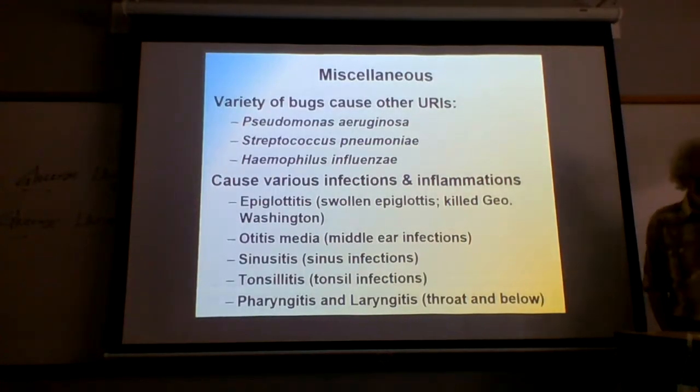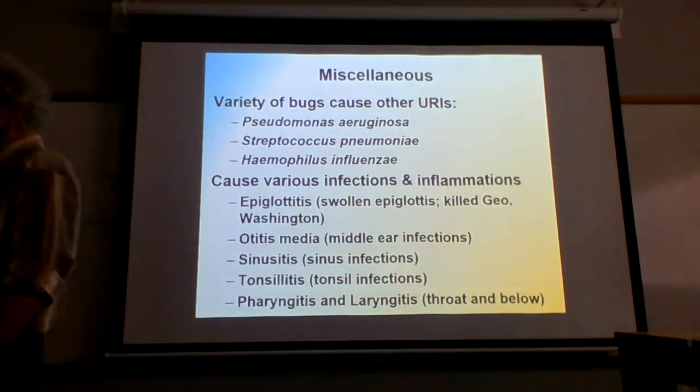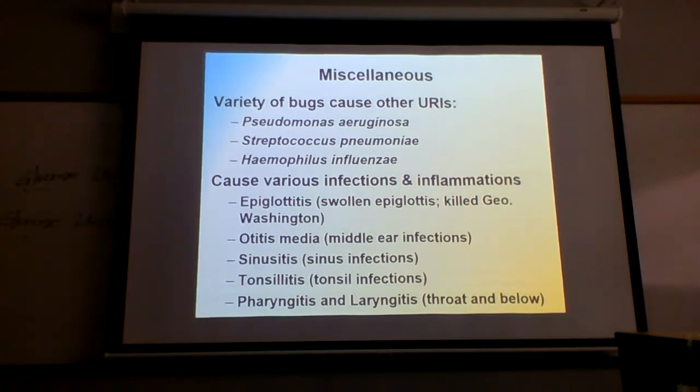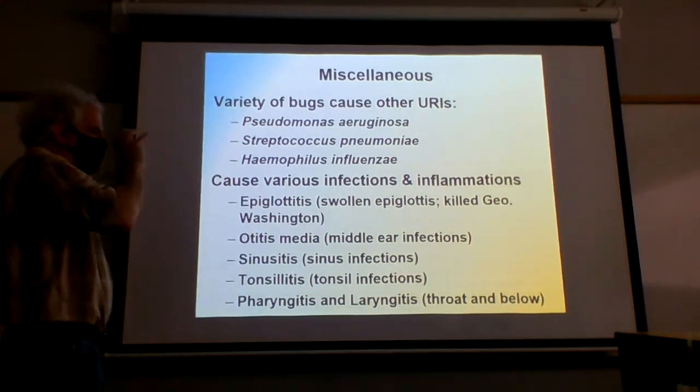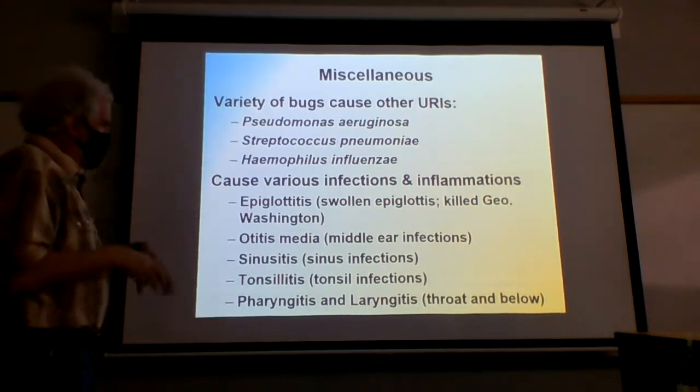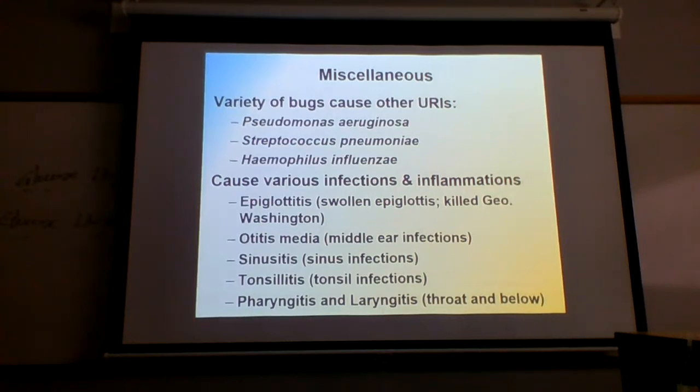So a couple more bacteria here. All right, so there are a range of different kinds of bacteria that can also cause upper respiratory infections. And you don't need to really remember the list exactly, but just be familiar. Pseudomonas aeruginosa, strep pneumoniae, Haemophilus influenzae. We've been looking at some of these. Some of these have more specific kinds of targets. So like the epiglottis in the back of the throat is one specific target. It can actually begin to swell and cause breathing difficulties. Presumably it's what killed George Washington.